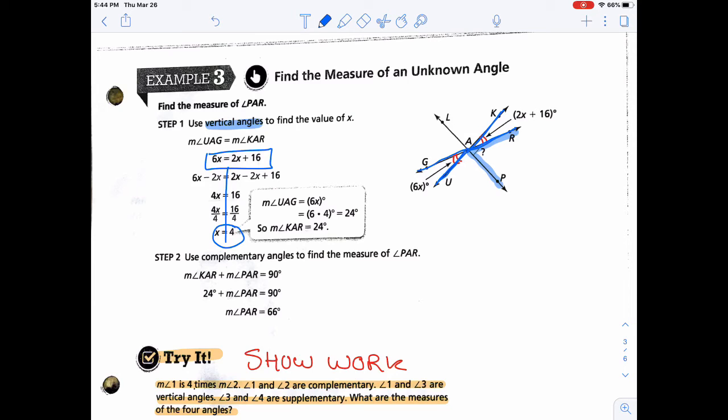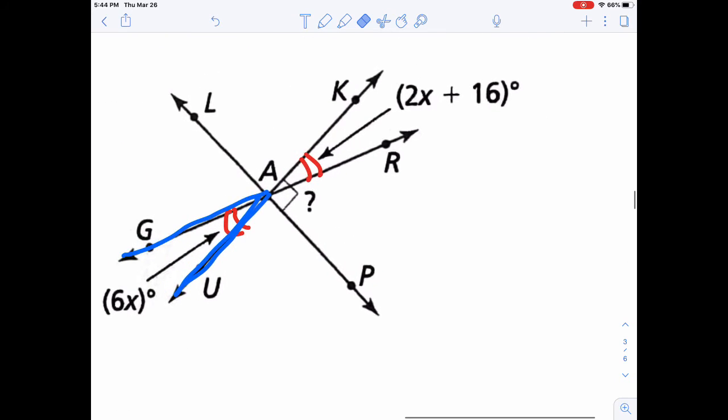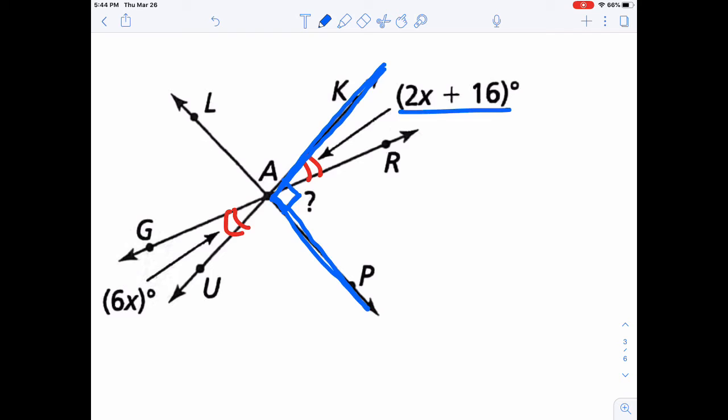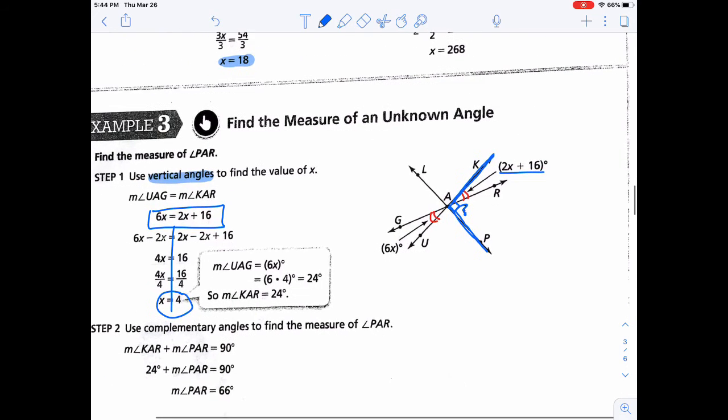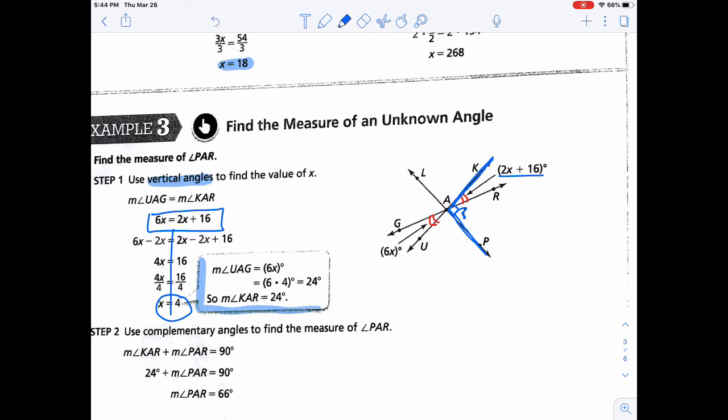Now, if you're looking at this drawing here, I'm going to erase some of my markings. Looking at this drawing, remember I said anytime we have this little square right here, that means we know that this is 90 degrees. So we know that this whole angle here is going to be equal to 90 degrees. So that basically means that this 2x plus 16 plus whatever this angle is right here, our question mark angle, has to be 90 degrees. So what they're going to do next is plug in that x to get the measure of this angle right here, this 2x plus 16, measure of angle KAR. And they do get that that is equal to 24.